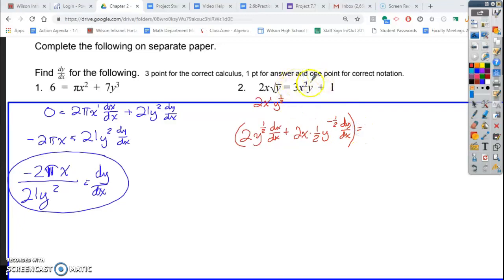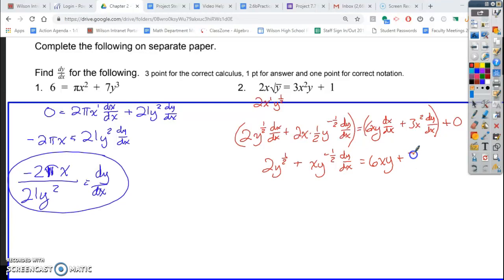On the right side, I have another product rule here, so this is going to be 6xy dx/dx plus, and then the derivative of y is 1, so this would be 3x squared dy/dx, because 1 times 3x squared is 3x squared, plus 0, because the derivative of a constant is 0. Alright, so let's do some simplifying here. This is 2 times y to the half, plus xy to the negative half, dy/dx, equals 6xy plus 3x squared dy/dx.